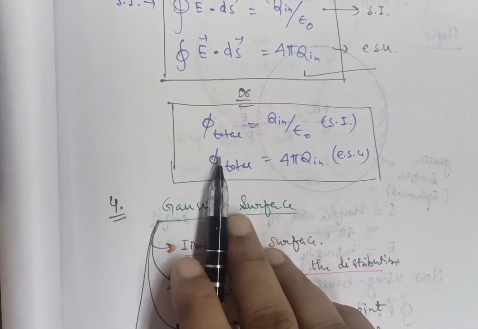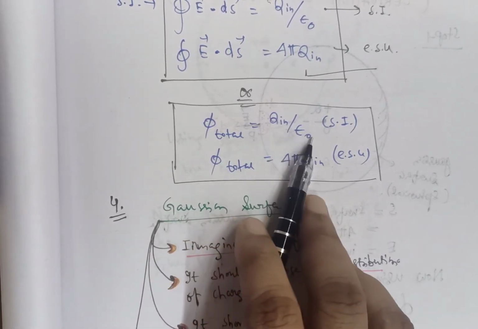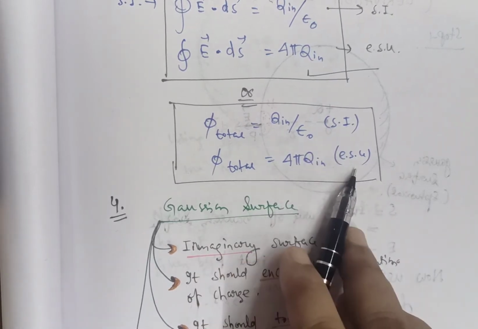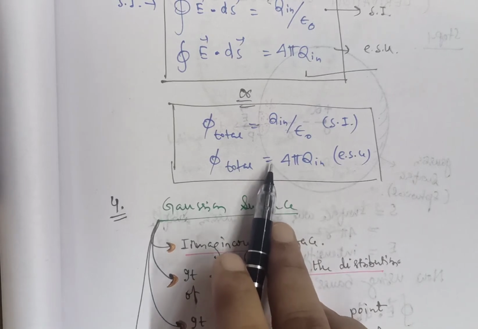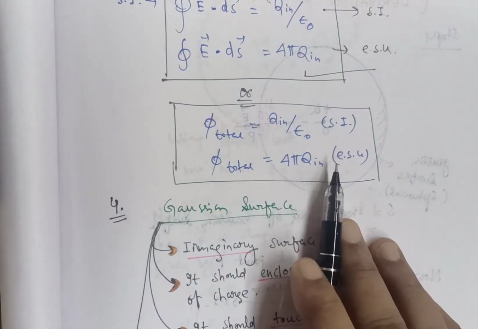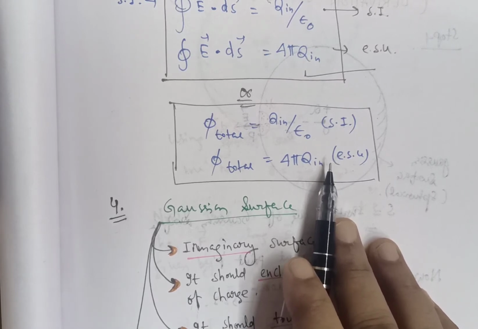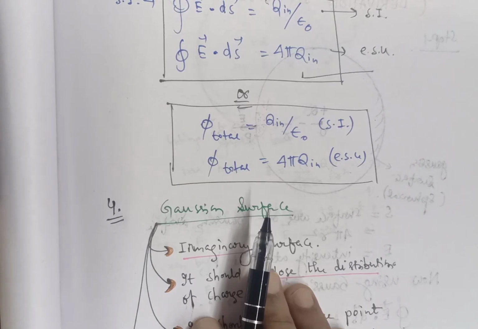We just remember for a unit positive charge, the number of lines of force is 1 by epsilon 0 for 1 coulomb and 4 pi for 1 stat coulomb. That answer comes from this Gauss theorem. In your syllabus, Gauss theorem derivation is not in your syllabus, in CBSE or any board of examination. But if you want the derivation, then you can find it through the books.